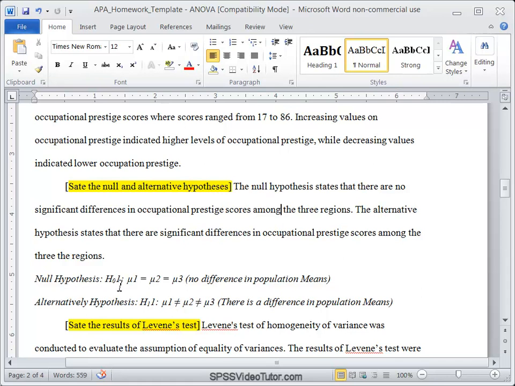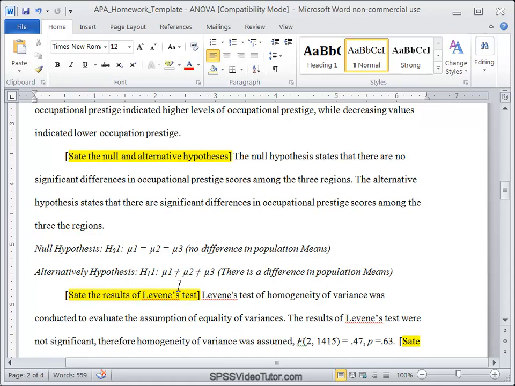H sub O, mu1 equals mu2 equals mu3. Now, I have the 1 here, but if you only have one hypothesis, then you can exclude the 1. So it's just H sub O and H sub 1. Okay, you can just delete the 1. But if you have more than one hypothesis, then you would just have 1. And then for the second hypothesis, you would have H sub O 2, H sub 1 2. Okay, and so on and so forth.